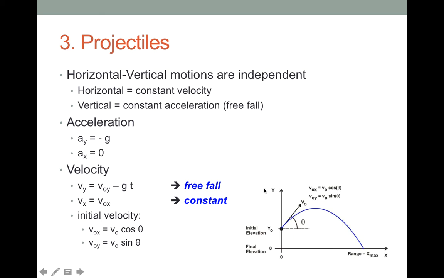And the key points are that first, the vertical and the horizontal motions will be independent of each other. The horizontal motion will just be constant velocity, while the vertical will be constant acceleration. In fact, it'll be free fall. So the x component of the acceleration will be 0, while the y component will be minus g, or minus 9.8. Beyond that, the objects will just follow the same kinematics that we have been doing, where the initial velocity will just be the two components of the initial velocity vector.